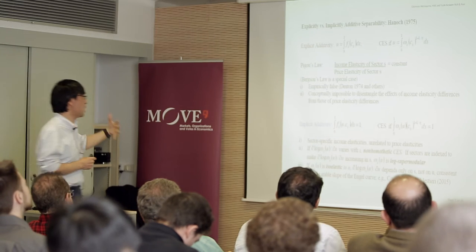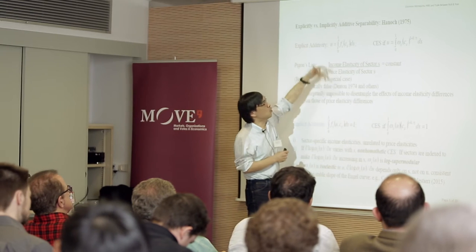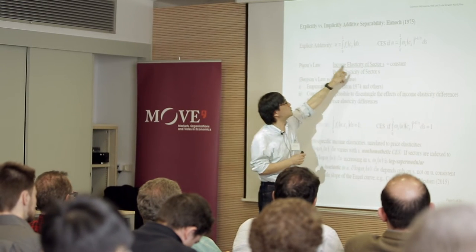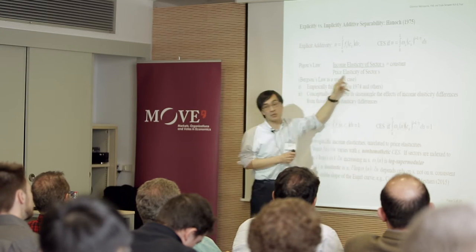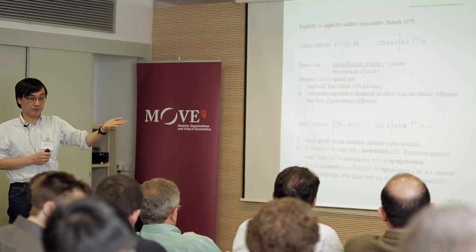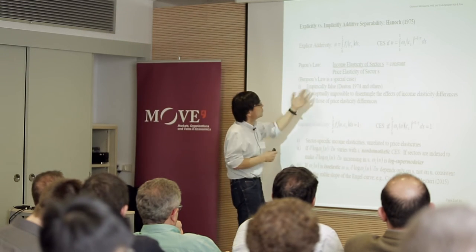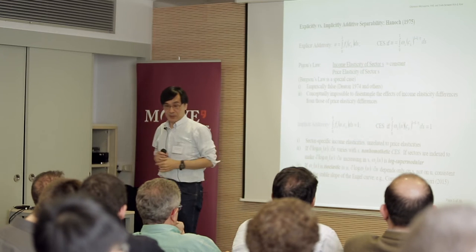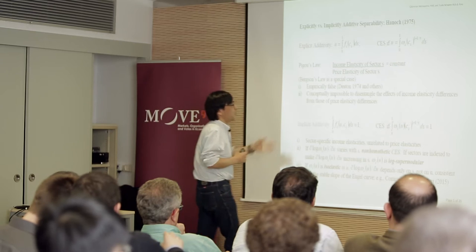Okay? So for example, if you want this to be non-homothetic, then the income elasticity varies across the sectors. But then the price elasticity also has to vary across the sectors and in a proportional way. Okay? Now, there are many problems with this. First of all, a lot of people pointed out that this is empirically false.